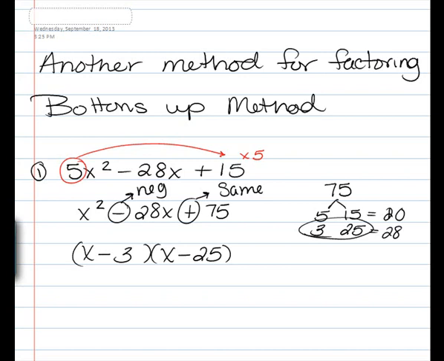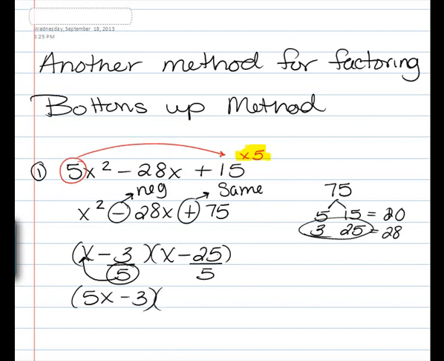Now if we stopped right here, our answer would be incorrect, because if I FOILed that out, I would not get back to my original problem. Remember, at the very beginning, we multiplied by 5, so we've got to counteract that multiplication. So now we're going to divide by 5. We're going to say 3 over 5. We cannot reduce this, and this is where the name of this method came from, because we're going to do some bottoms up. We take the 5 and move it in front of that x, bring that bottom up, to get 5x minus 3.